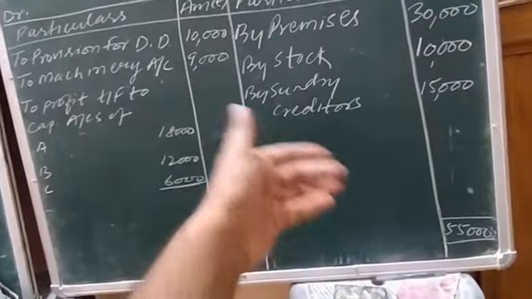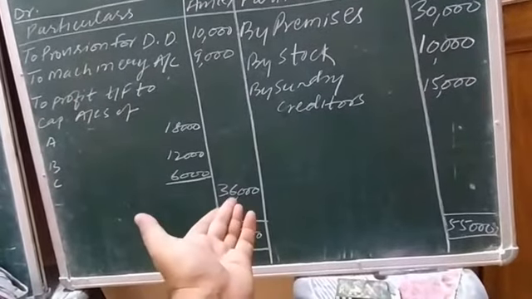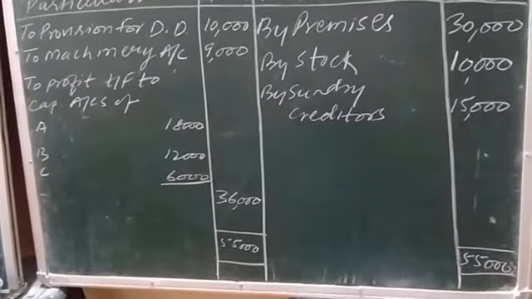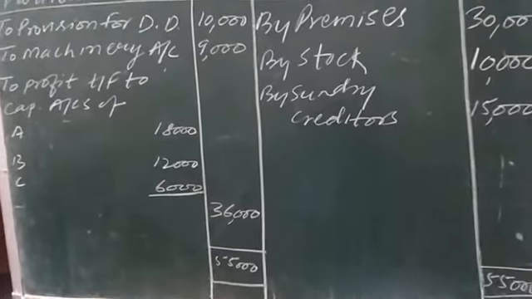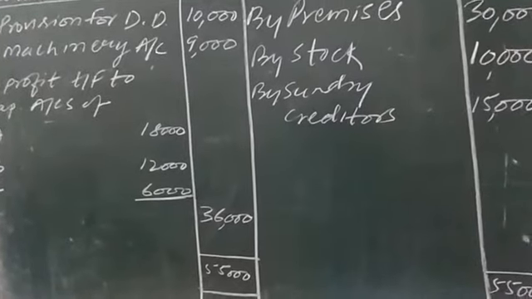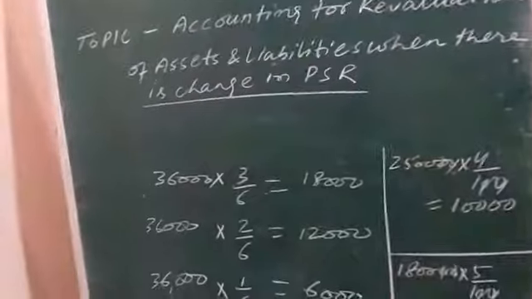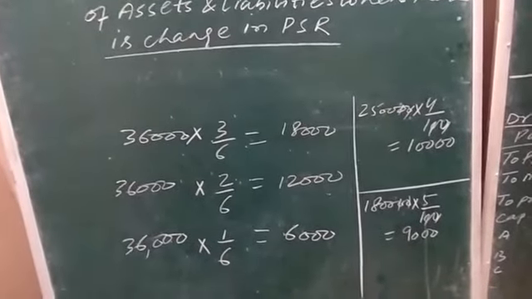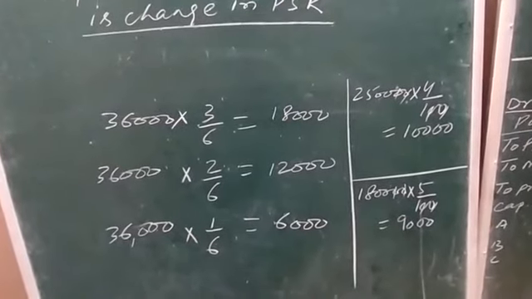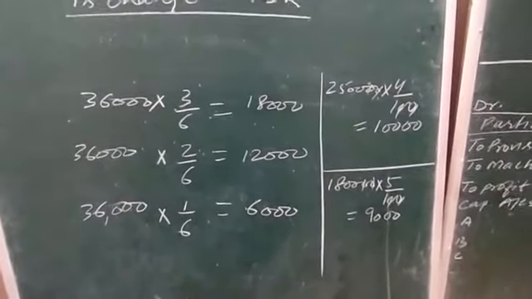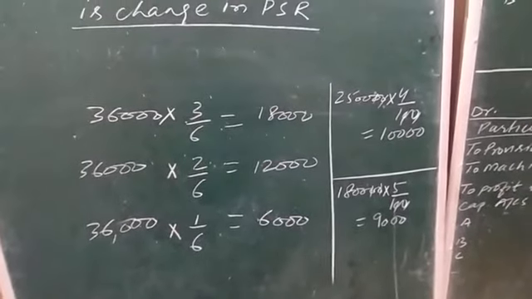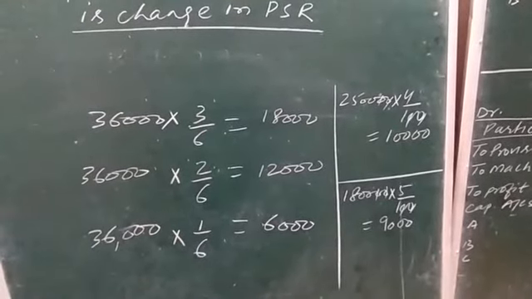55,000 minus 19,000, it will be 36,000, which is further to be divided among old partners in the old ratio, and the old ratio between the partners is 3:2:1. See the division of 36,000 between old partners in the old ratio. 36,000 into 3 upon 6, 18,000. 36,000 into 2 upon 6, 12,000. 36,000 into 1 upon 6, it will be 6,000.